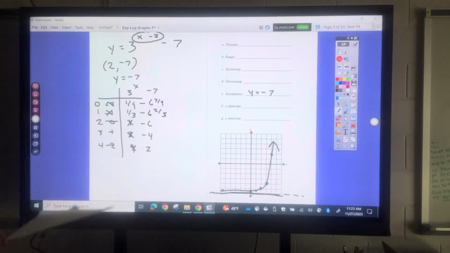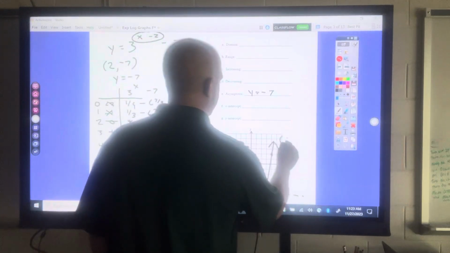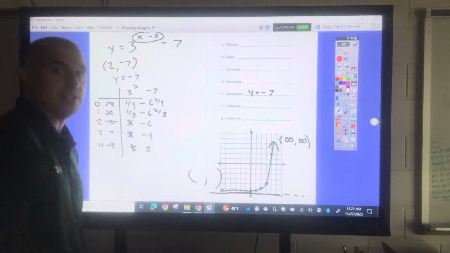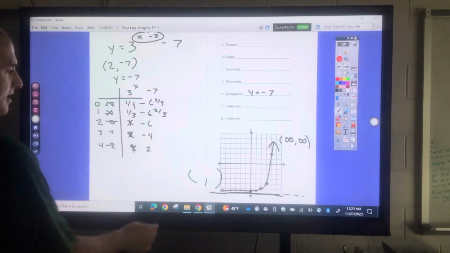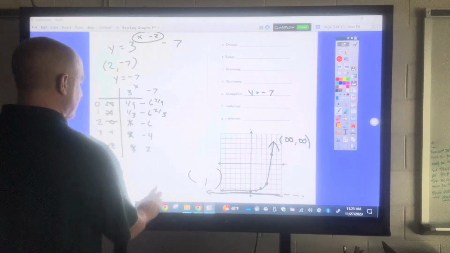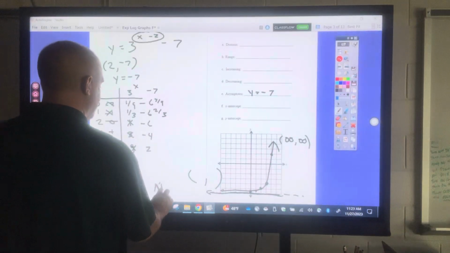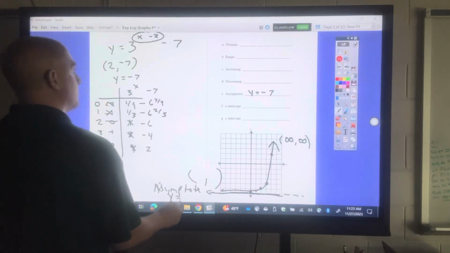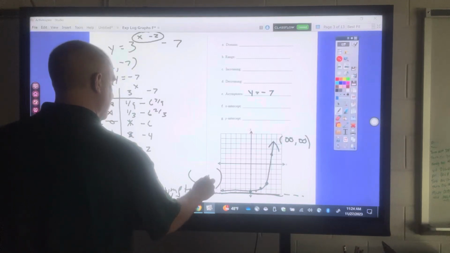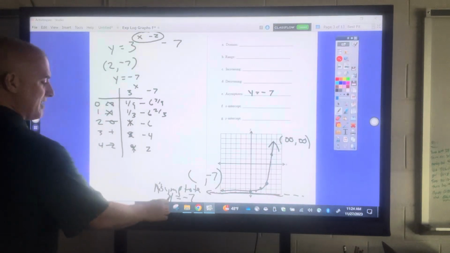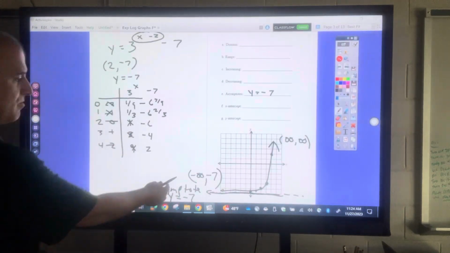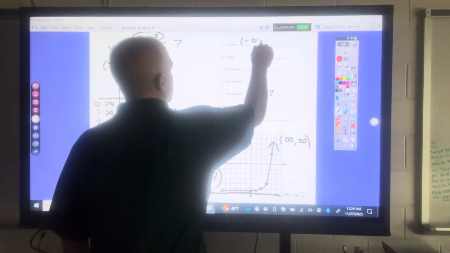Okay, I'm not going to worry about the x-intercepts. When I label the domain, this is positive infinity, and when I label this arrow, the big thing is, what's my asymptote? My asymptote equation is y equals negative 7, so that's going to be my y coordinate, and this would be the negative infinity. So my domain is negative infinity to infinity.